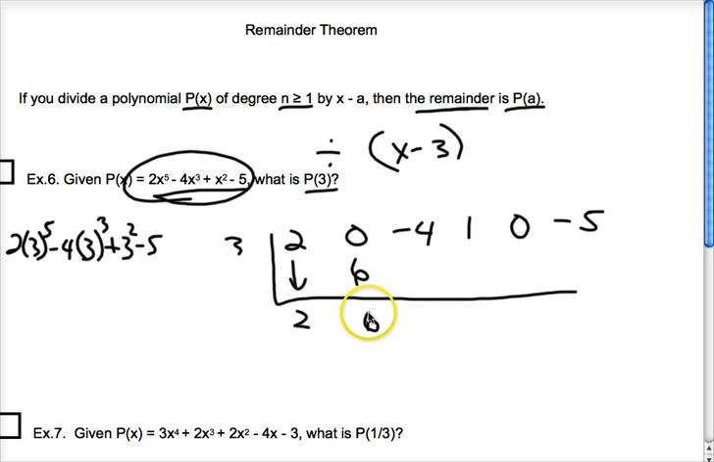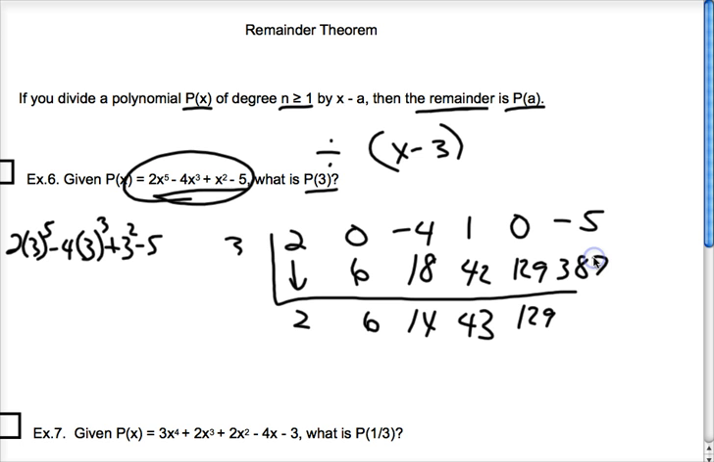So let's see if I can do this quickly in my head. Drop the 2, 6, 6. 3 times 6 is 18. Add, I get 14. 3 times 14 is 42. Add, I get 43. 3 times 43 is 129. Add, I get 129. And 3 times 129. Well, 3 times 129 is 3 times 130, which is 390, minus 3, because I don't have 130 threes. I have 129 threes. So 3 times 130 is 390, minus 3 is 387. And then we add, we get 382.